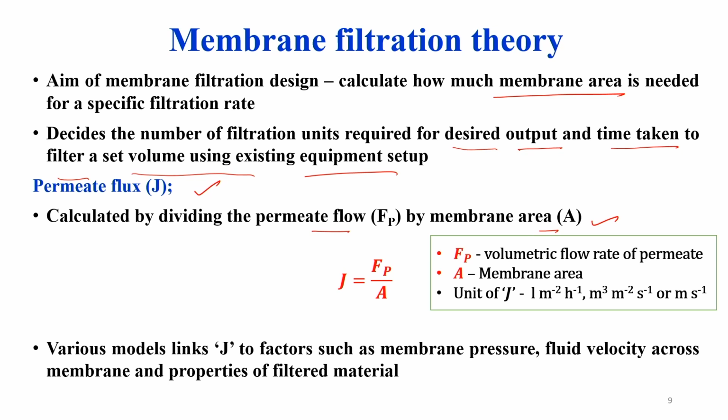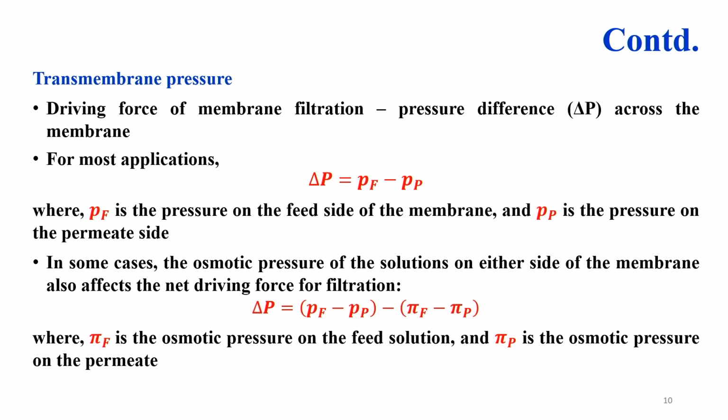So, it will have unit of meter cube per meter square per second. J is Fp upon A. So, permeate flux is defined as permeate flow rate divided by the membrane area. Now, it says the driving force is delta P. So, you can calculate delta P as the pressure at the feed point minus the pressure at the permeate point, the feed side and the permeate side.